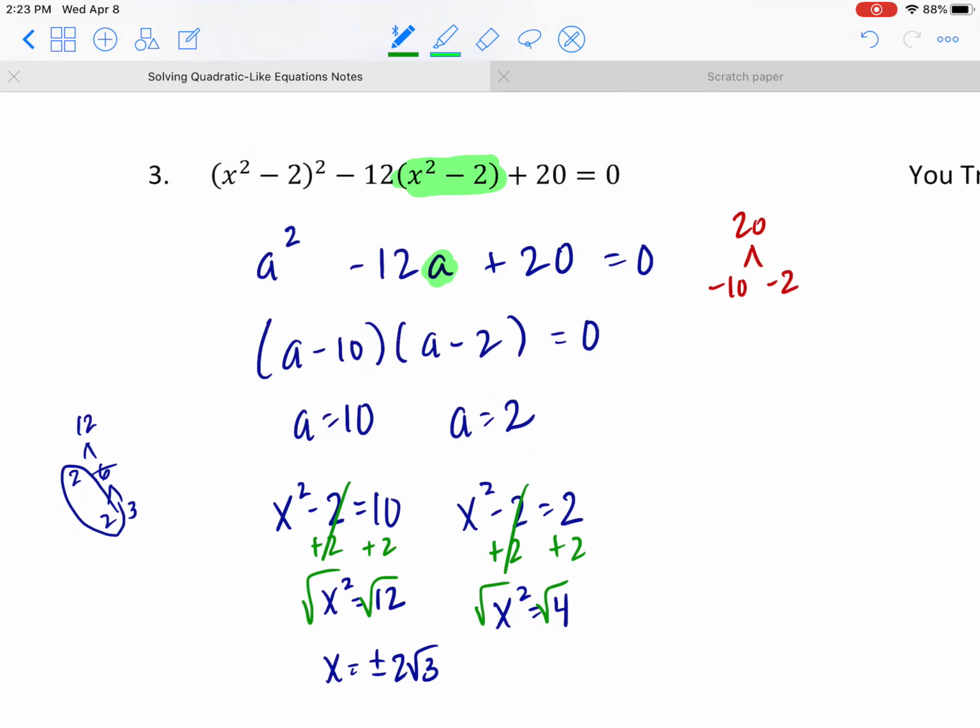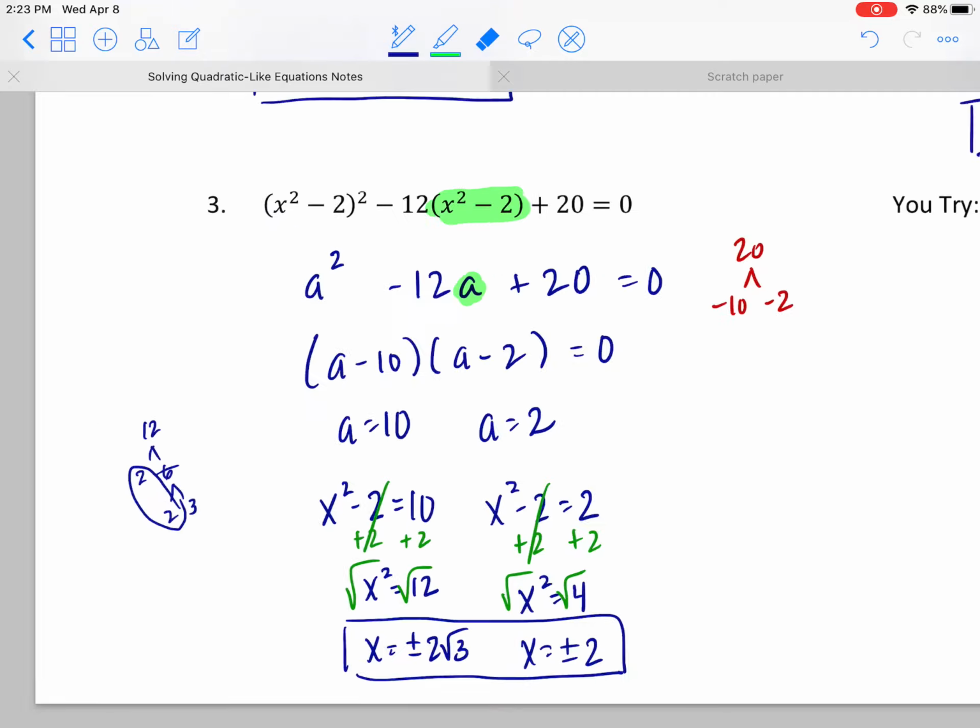So plus or minus 2, radical 3. And then here, same process. Let me add 2 to both sides, which gives me x squared equal to 4. This is just a little nicer because 4 is a perfect square. So we end up here with x equals plus or minus 2. And so we've got 4 solutions, which hopefully made sense here.